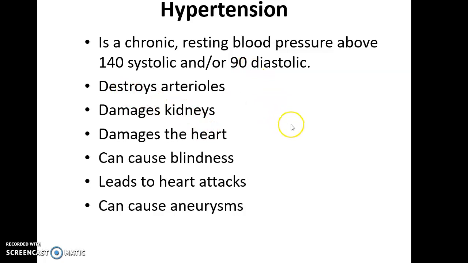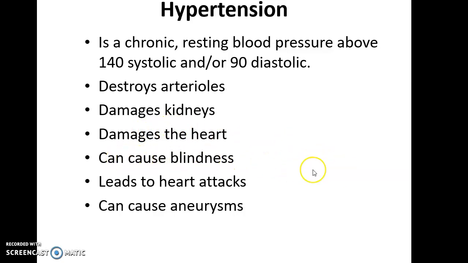And hypertension is bad because it destroys arterioles, the microscopic arteries, which then affects the ability of blood to continue through the blood system. It can damage kidneys. Kidneys have very fragile capillaries that when ruptured cause the kidneys to stop functioning. It can damage the heart because it's making the heart work harder and exhausting the heart. It can also damage the small blood vessels within the heart.